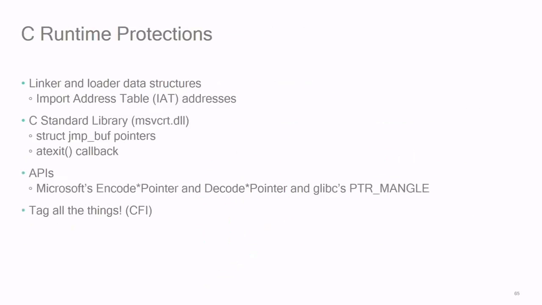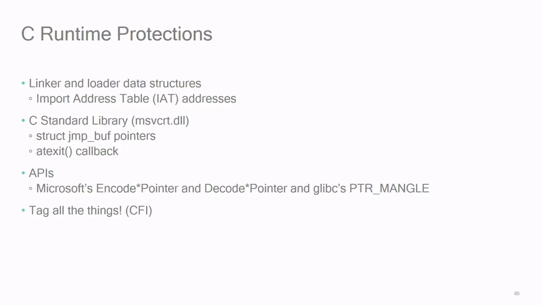Other places that could potentially benefit from this, you could authenticate addresses in the import address table. And in the C standard library, there are numerous things that might benefit from this. So one example is jump buffer structures that are used by the setjmp and longjmp functions. Another example would be the atexit callback. You could protect that pointer in memory.